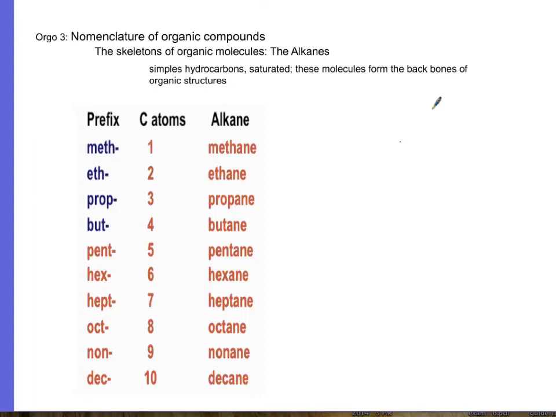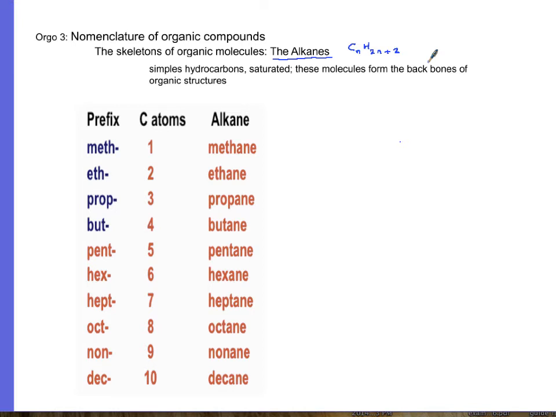We are about to start nomenclature of organic compounds. We start with the simplest and the most important, which is alkanes. They have the generic formula CnH2n+2. They are simple hydrocarbons, they are saturated, and they form the backbones of organic structure, so we need to know them.